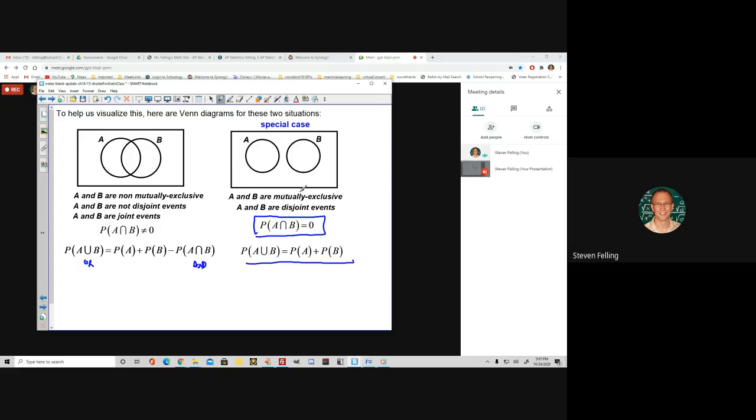And there's a special name for this special case. This special case is called when the two events are mutually exclusive. That's the term for the special case where there's no overlap. There's a second name for it too, which is disjoint events.